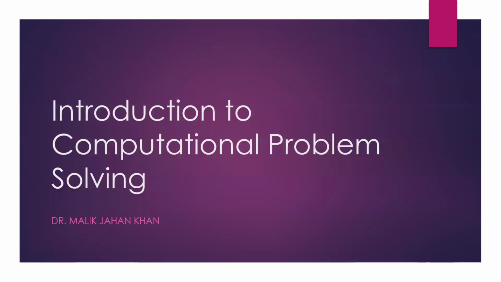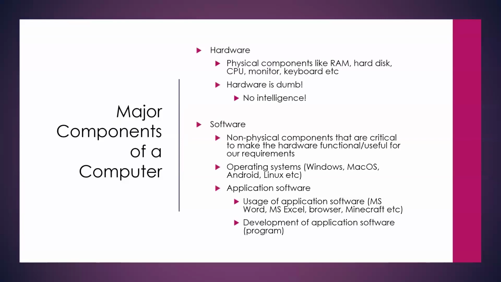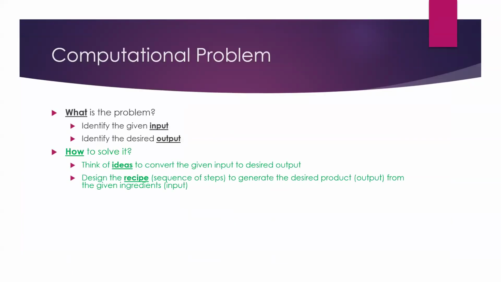So that's what makes it the what part of the problem. The second is how to solve it. So when we say how to solve it, that essentially means that we need to think of ideas to convert the given input to the desired output. So for example, if you think of the tea example, we need to figure out that we have been given some ingredients and our ultimate goal is to make tea. So what would be those ideas which will help us to convert that collection of ingredients into the desired product?